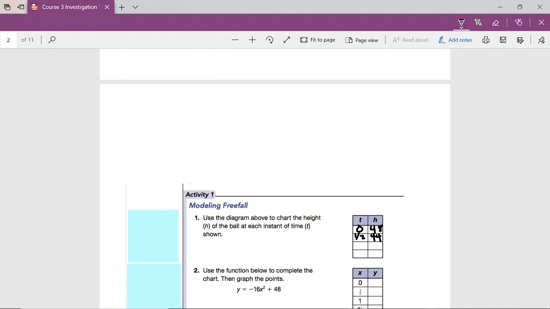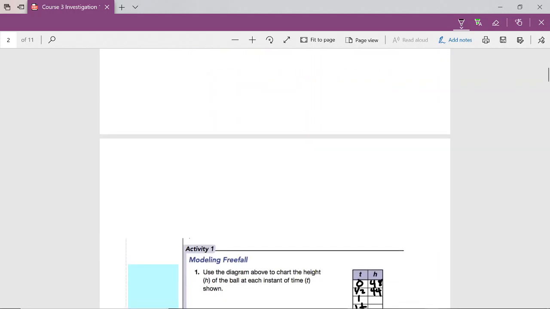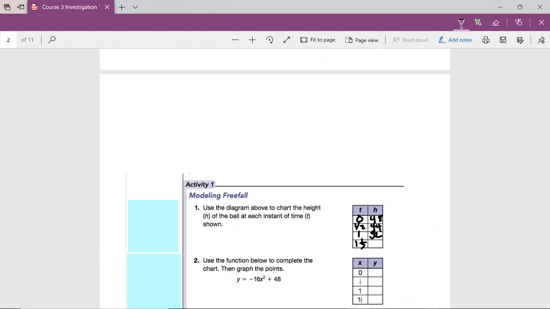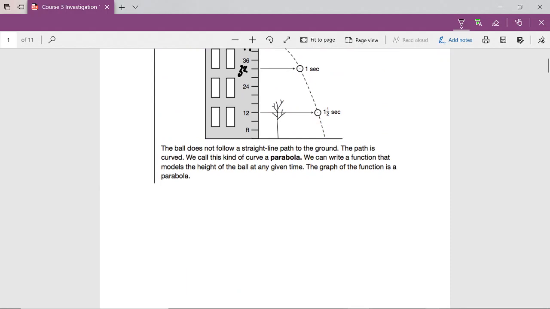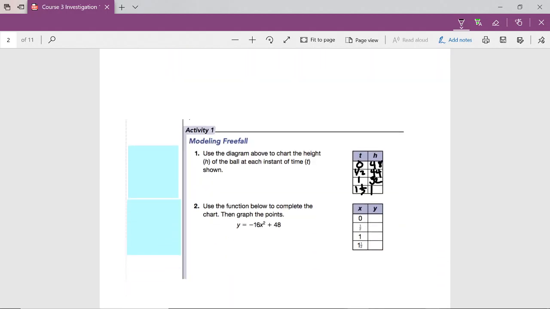And then at 1 second, and then we'll talk about 1.5. All right, so at 1 second, it looks like it's then at 32. And then lastly, at 1.5, we are at 12 feet. Okay, so based on the diagram that we have above, this is what we would say is our table of the information. Now, we also have this equation that we could use to describe the situation here.